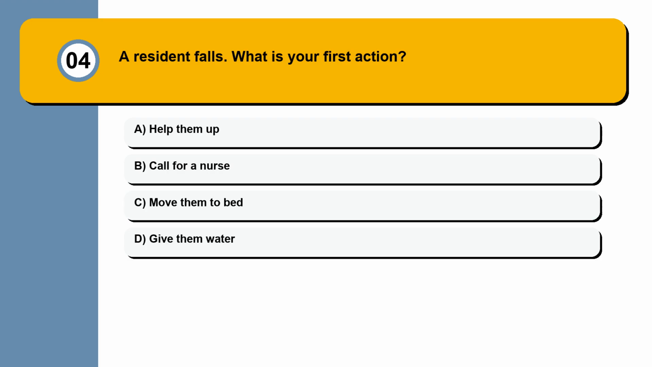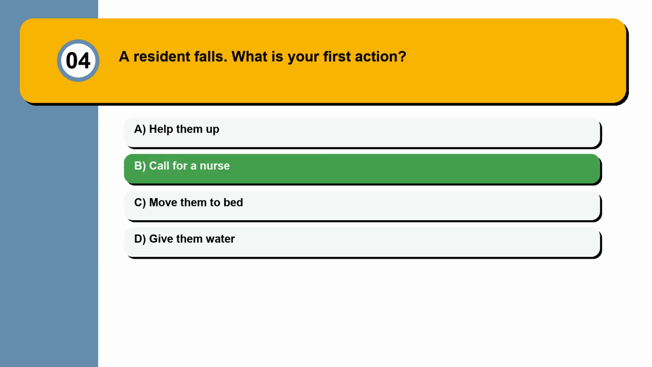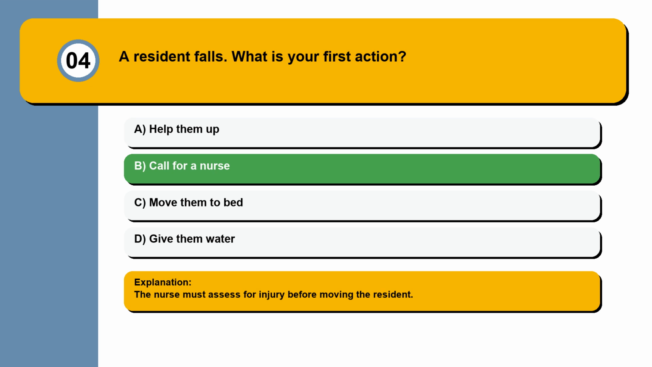Question 4. A resident falls. What is your first action? Help them up. Call for a nurse. Move them to bed. Give them water. The nurse must assess for injury before moving the resident.